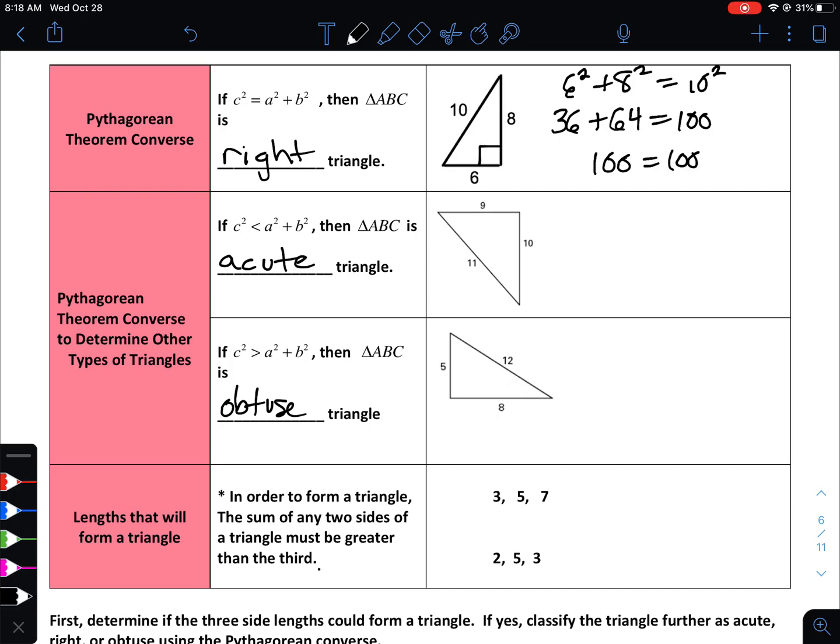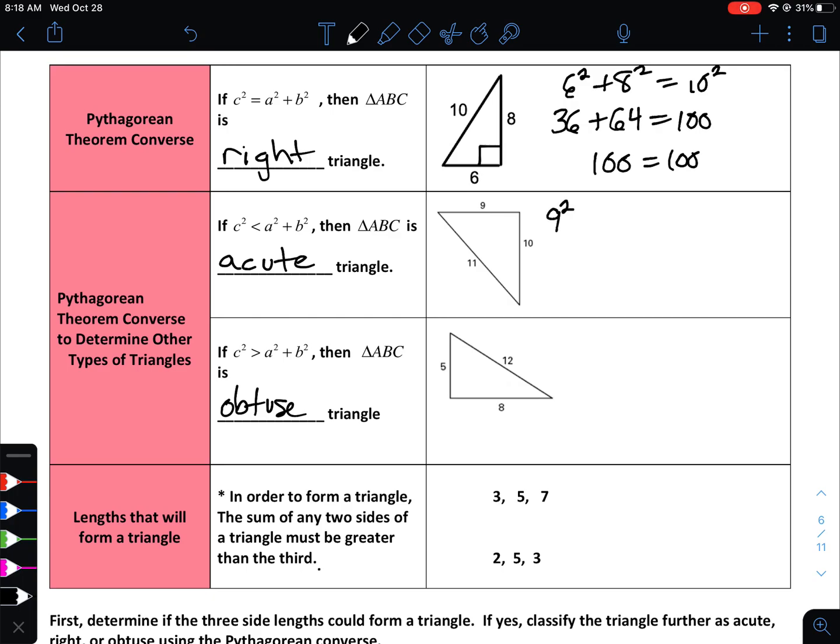Now, not every triangle is going to be a right triangle, and so it's important to know when you have either an acute triangle or an obtuse triangle. So if it turns out that c squared is less than a squared plus b squared, then we'll say that the triangle is an acute triangle.